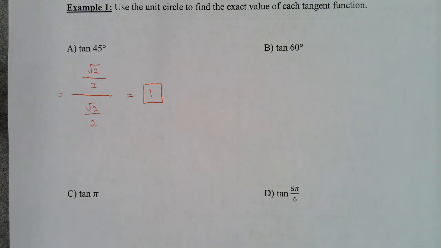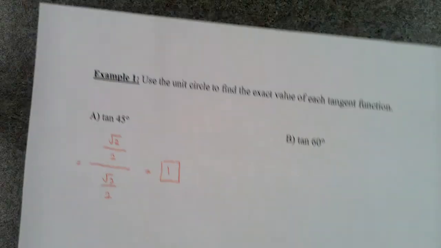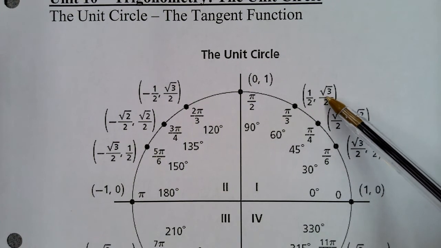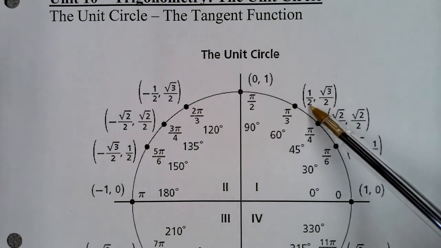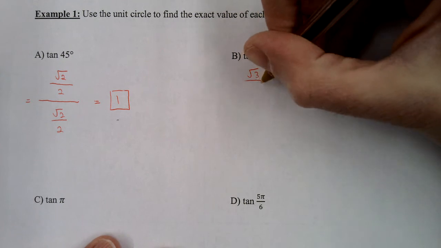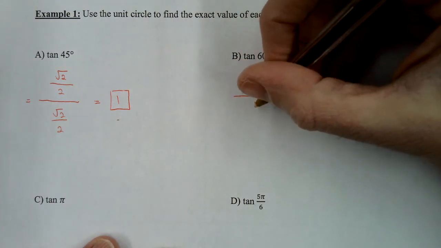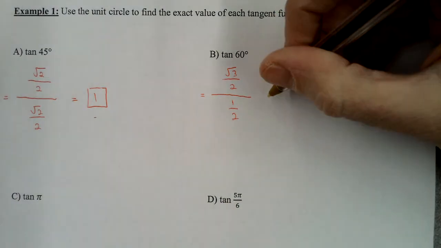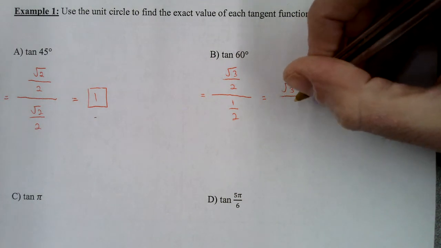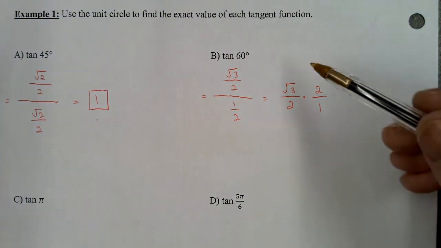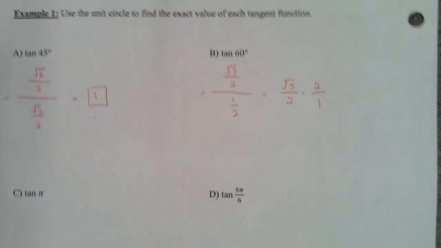Next one, tangent of 60. So we're going to go to 60 degrees, and we're going to do sine over cosine, okay? So 60 degrees right here. Sine, square root of 3 over 2, over cosine, 1/2. Okay? Square root of 3 over 2 divided by 1/2. Change that to multiplication by the reciprocal. So square root of 3 over 2 times 2 over 1. When you multiply those, the 2's divide out, and all you're left with is the square root of 3.